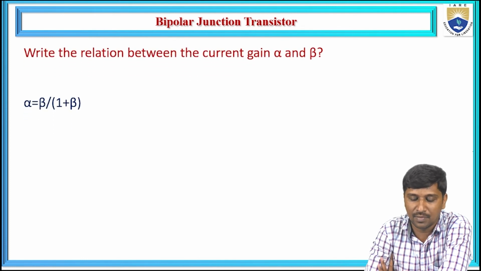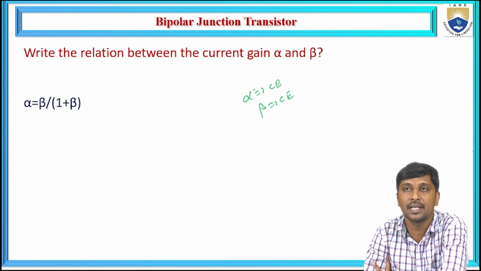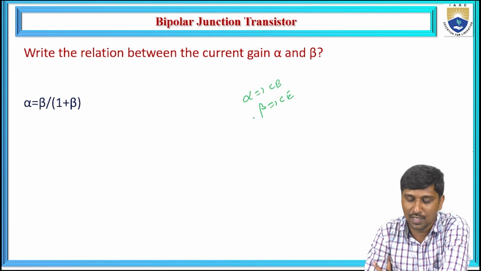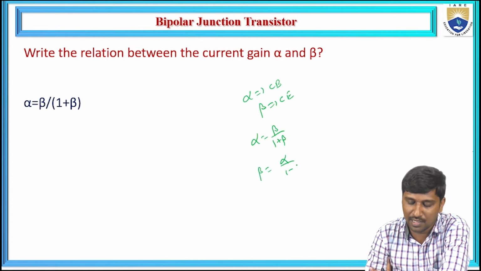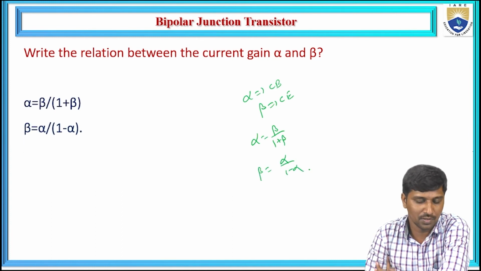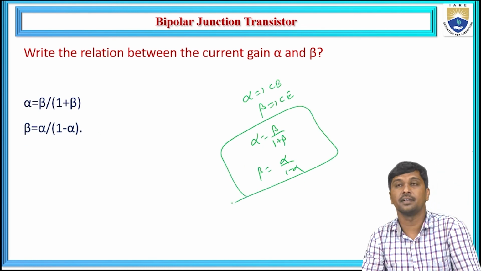Then write the relation between current gain alpha and beta. Alpha is a measure in terms of common base, and beta should be represented in common emitter. Now I'm going to relate alpha and beta. Alpha is represented as beta by 1 plus beta. If you want to write beta in terms of alpha, that is alpha by 1 minus alpha. So hence these are the two relations between alpha and beta.